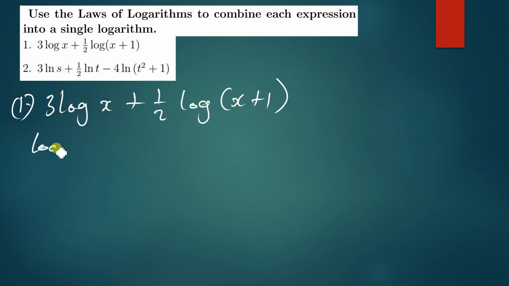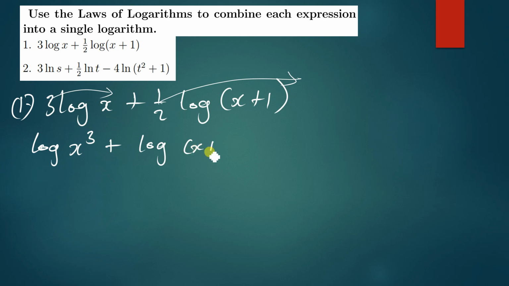So we have log x to the power 3, this 3 becomes the power there. Then we have plus, this half will also become the power of what is in the brackets. So we have log (x plus 1) to the power half. We know that if a is raised to the power half, this is just the same as the square root of a. So log x to the power 3 is okay, and this one is also okay.